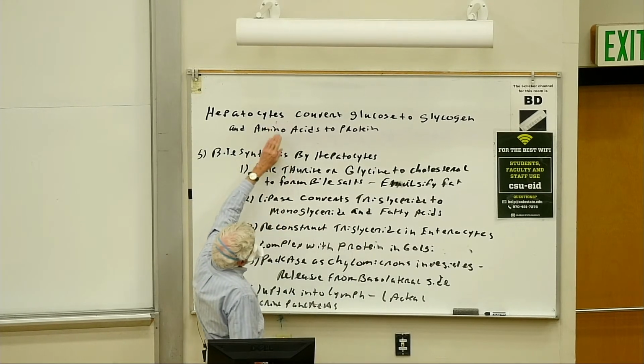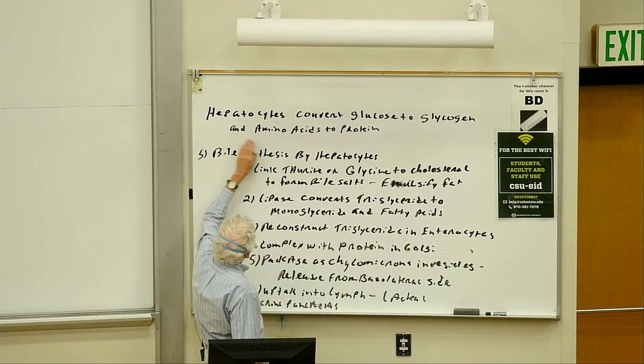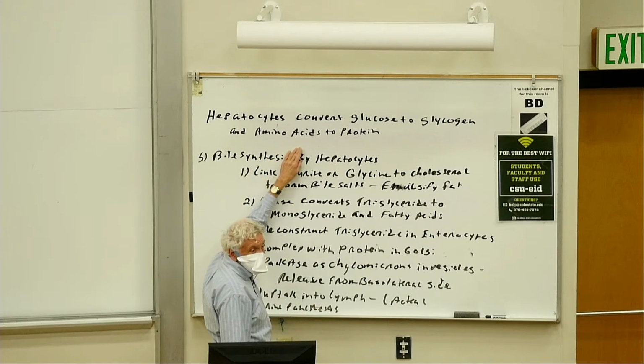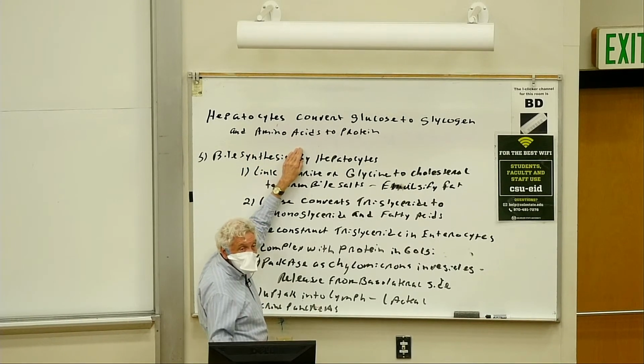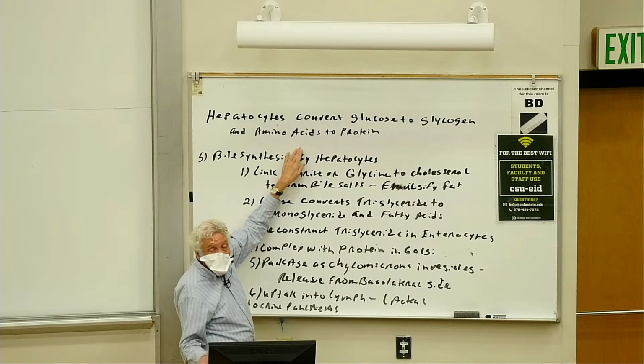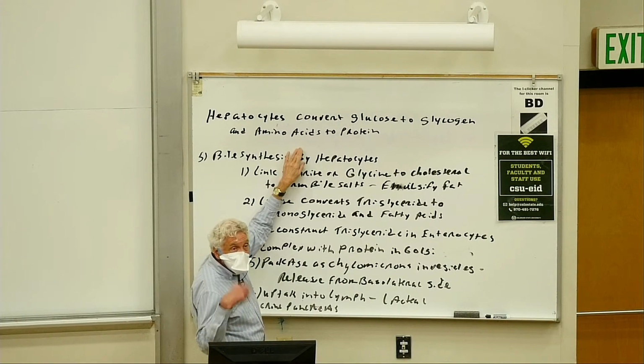So the hepatocytes are now going to convert the glucose to glycogen, but they're also going to be converting amino acids to protein. So the whole story here has been to take large molecules, break them down into the component parts, and now in the liver we're going to reconstruct them.